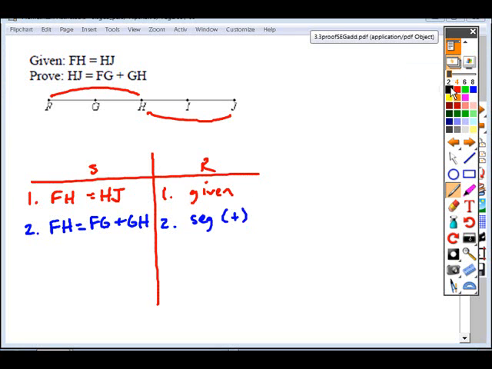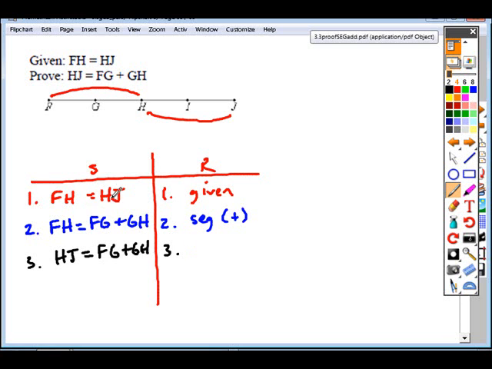And once you have this relationship, the only difference between the end state and statement 2 is we need to replace FH with HJ. Can we do that? Yeah. We can make the statement here that HJ is equal to FG plus GH. Now, could this be substitution? Is this an example of substitution? Is it an example of substitution only or substitution or transitive property?